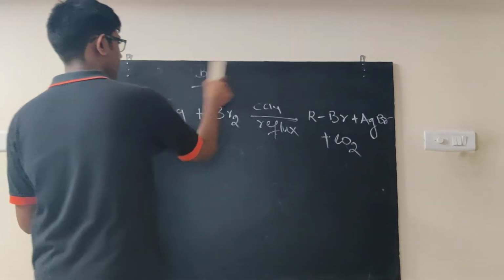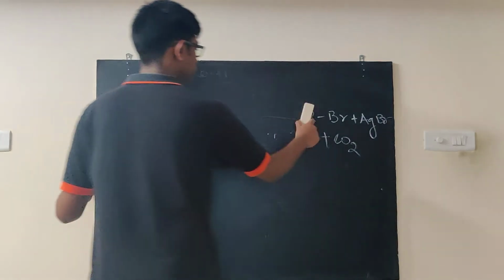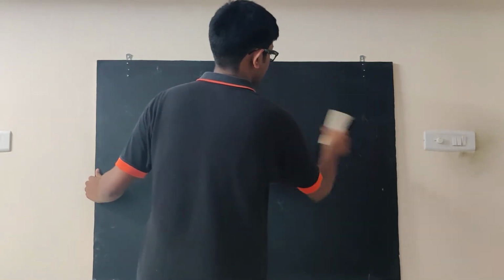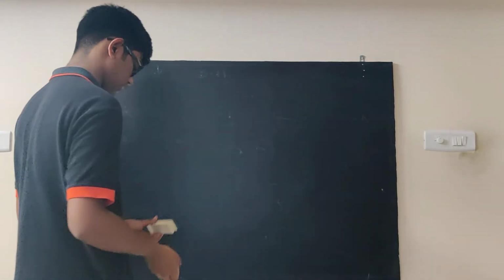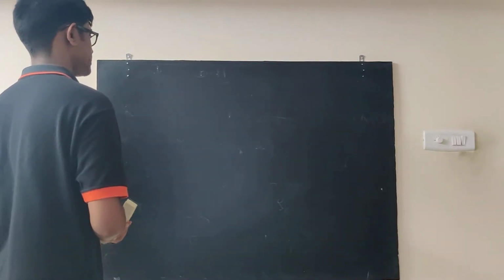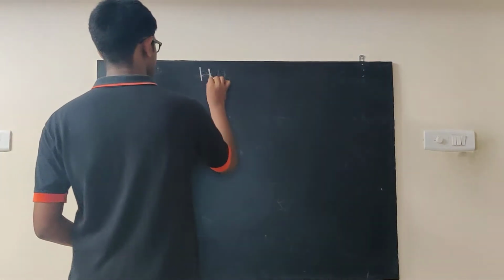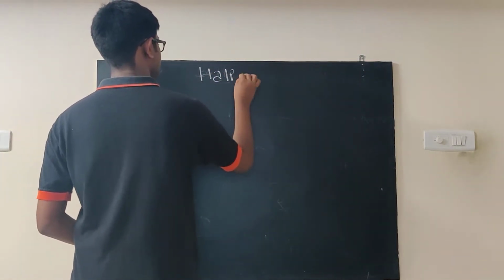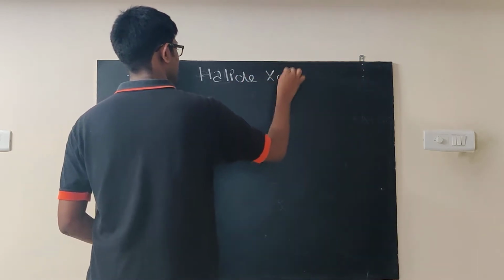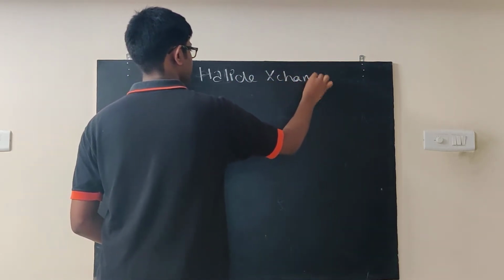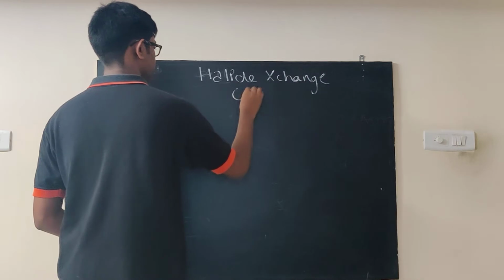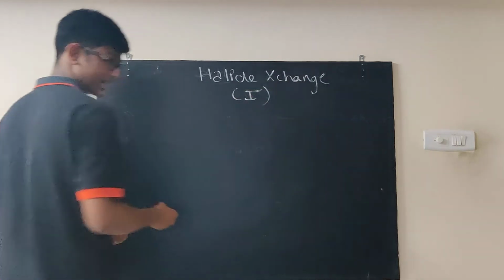Okay, so in this video we're going to talk about the Swarts reaction and the Halide exchange. I'm going to start off with the Halide exchange first. The Halide exchange is a reaction used to prepare iodides. Generally, it's historically used to prepare iodides.